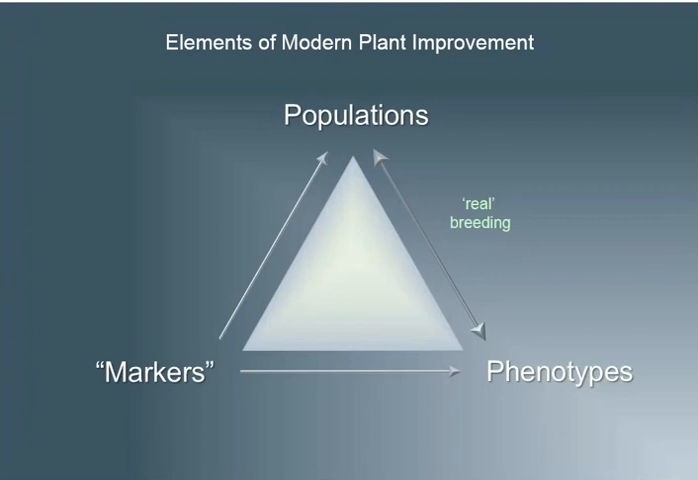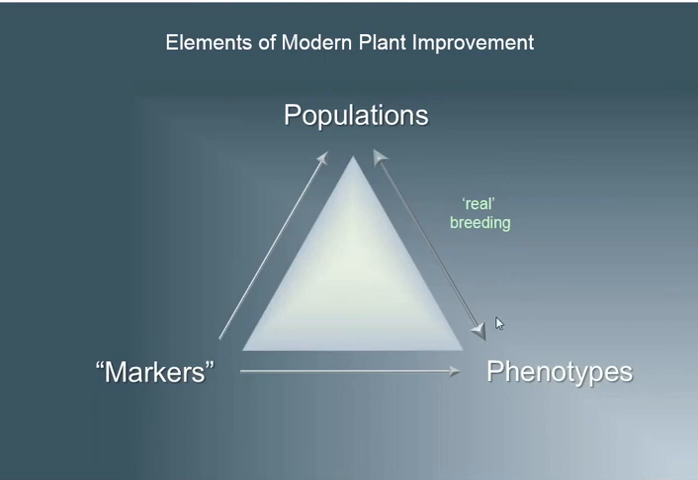raises some interesting questions. So I want to briefly digress a little bit here and look at elements of modern plant improvement in a very simplistic fashion. Of course, you've got populations, okay, and then you do some real breeding based on some phenotypes, and then you take those selections and you make new populations, and you're back and forth and back and forth and back and forth.